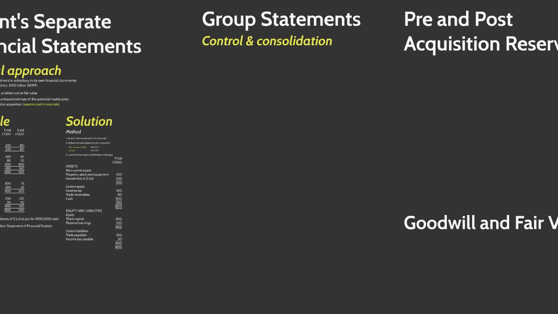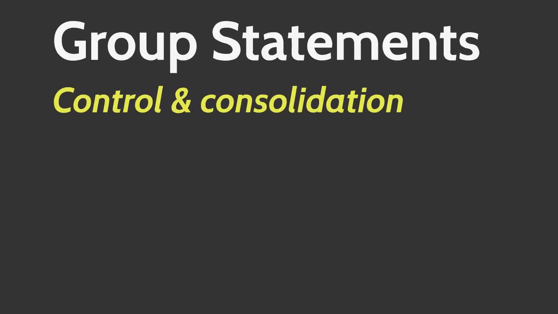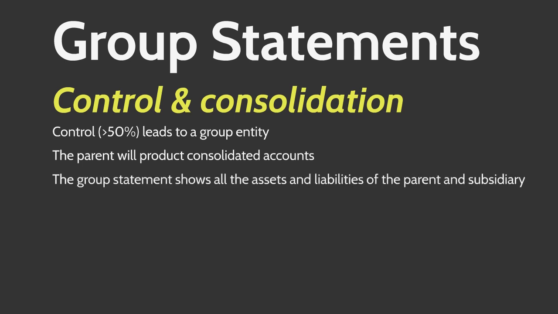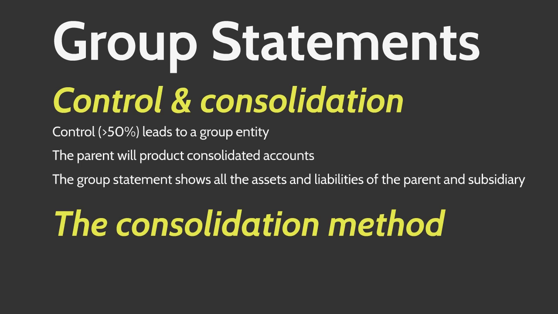Okay, and the first part of that, of course, is going back and making sure that control has been established, and that will inform the rules of consolidation. So let's recap what we've looked at so far. Control is established when more than 50% of the shareholding in the subsidiary is owned, and that will lead to a group entity being formed. The parent will produce consolidated accounts, and that will be in addition to its own individual statements. The group statements show all the assets and all the liabilities of the parent and subsidiary as if they were a single group entity. So that's a recap.